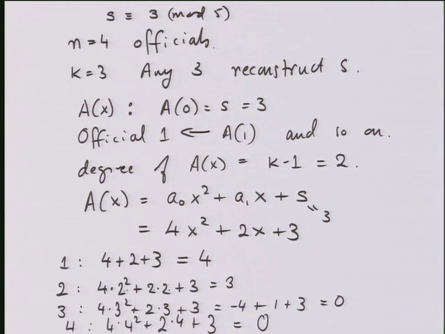So now these are the shares of the secret that we've given out. So it's 4, 3, 0, 0. So official 1 gets 4, official 2 gets 3, official 3 gets 0, official 4 gets 0, right? And now 3 of them get together and they're trying to reconstruct the secret. So which 3? 1, 3, and 4. Okay, so 1, 3, and 4 get together and they want to reconstruct the secret.